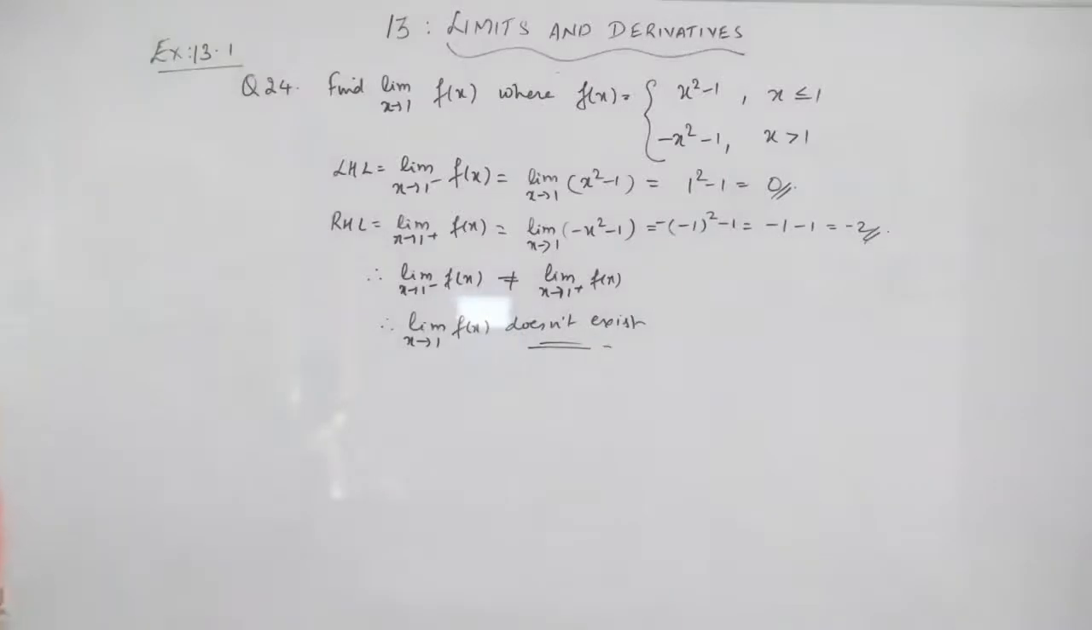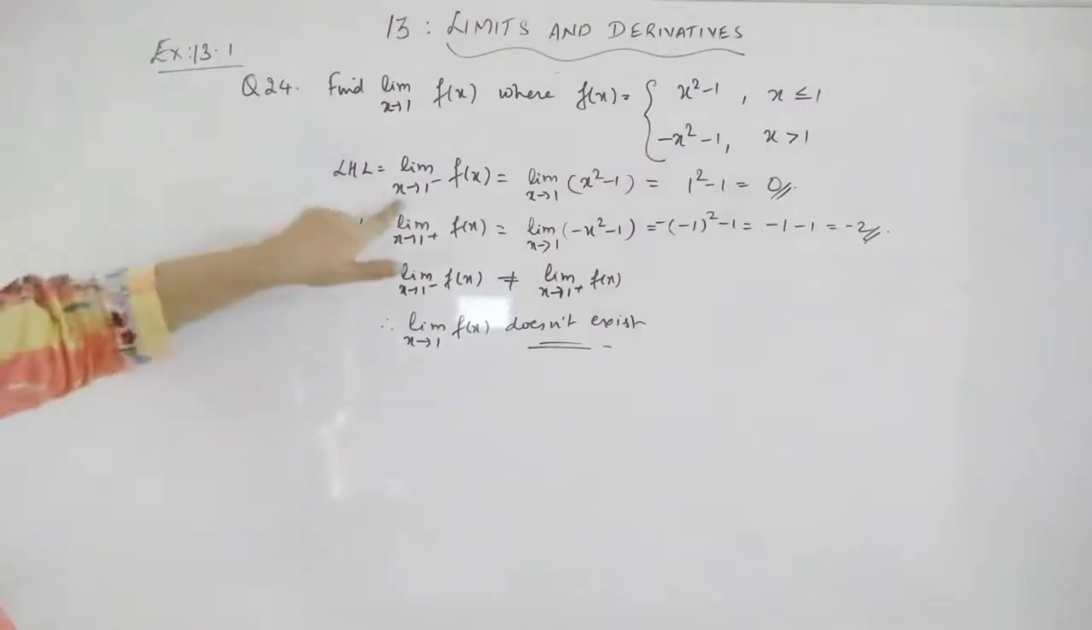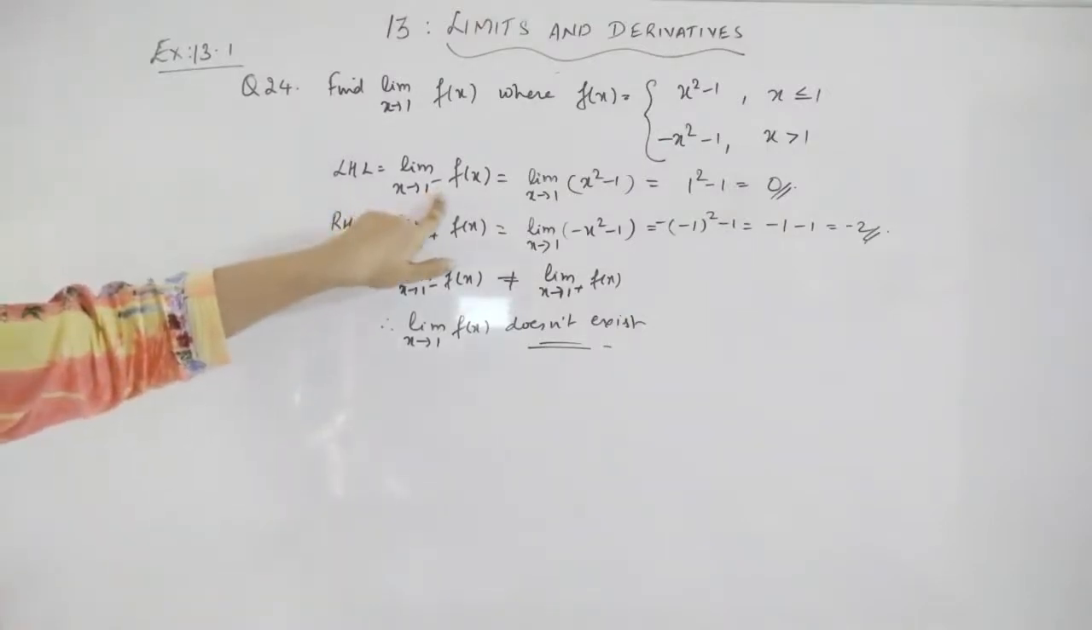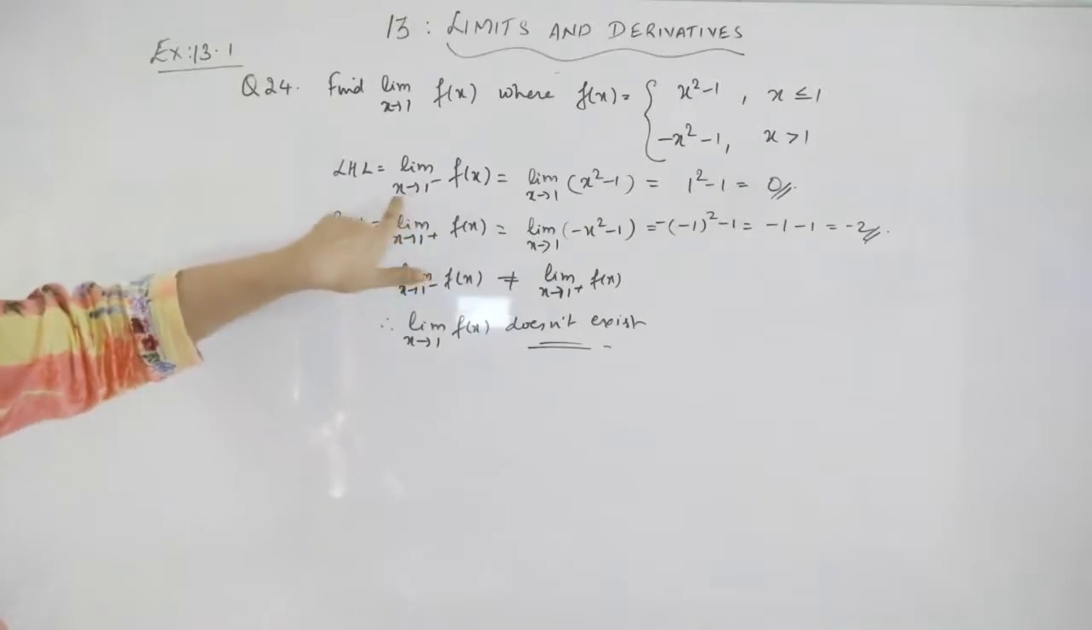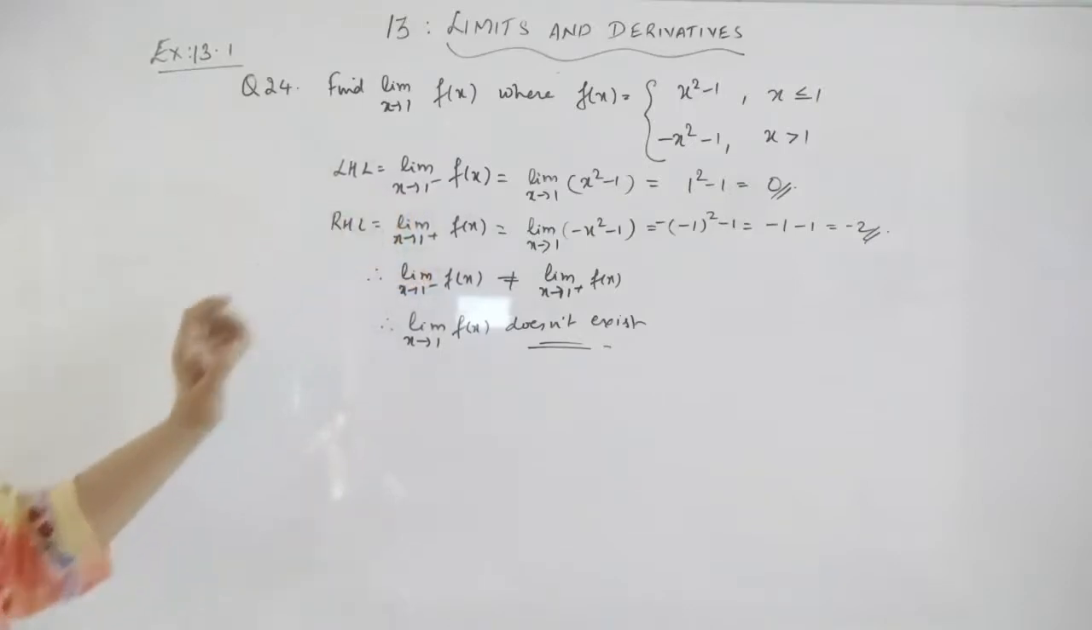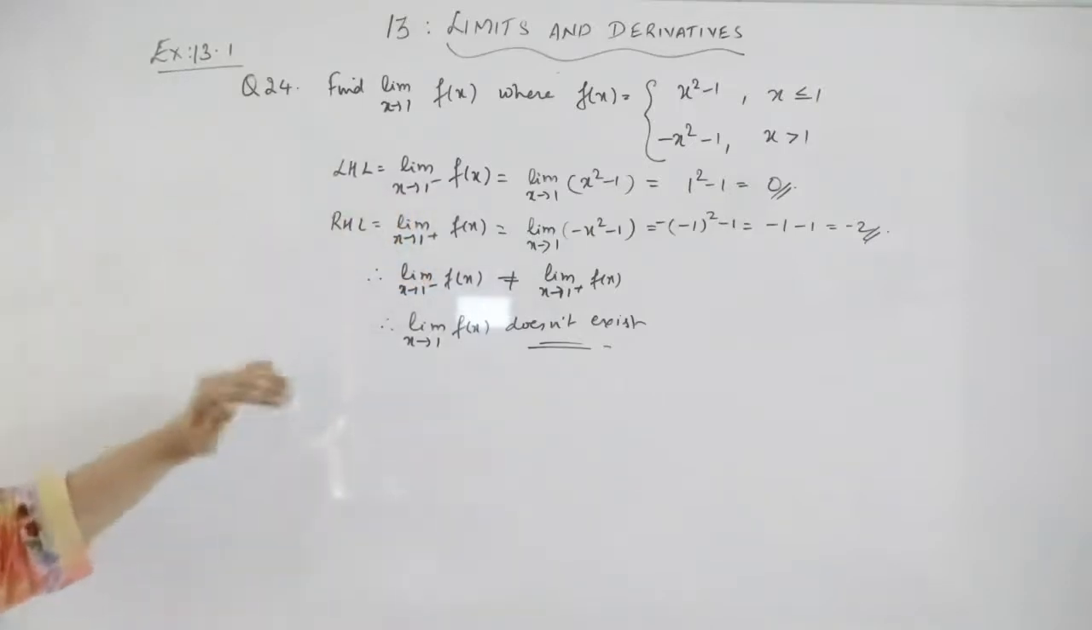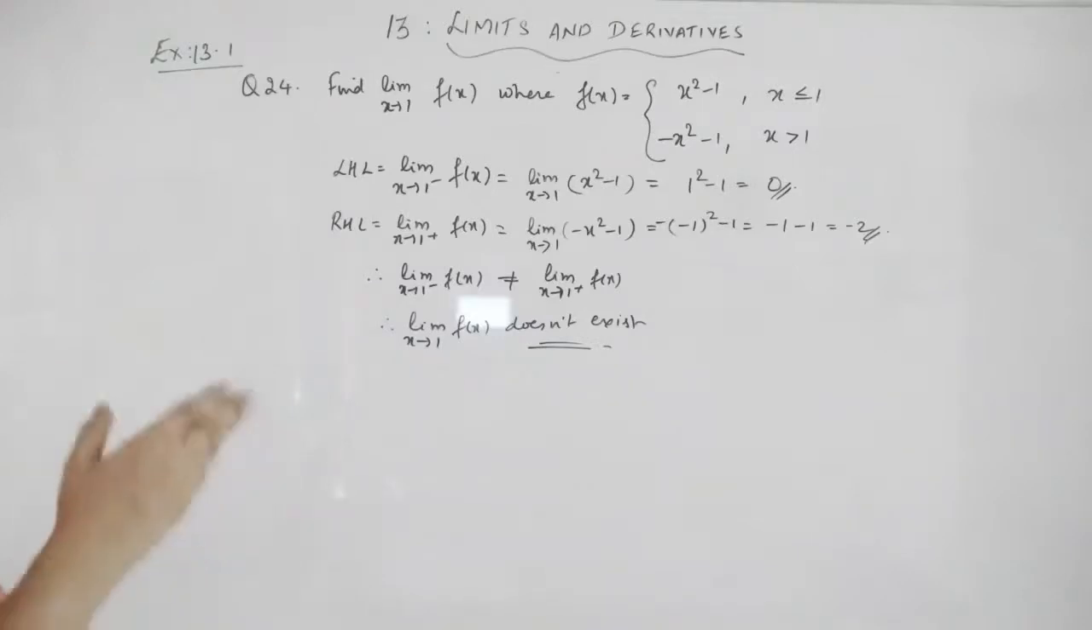Okay. Now this can be done in another manner also, that is your h concept. For the left hand limit, when it is x tends to 1 minus, we will take it as limit h tends to 0 and the value of x that we will take as 1 minus h, and for the right hand limit it is 1 plus h. In that manner also you will get the same result. I will just show you.